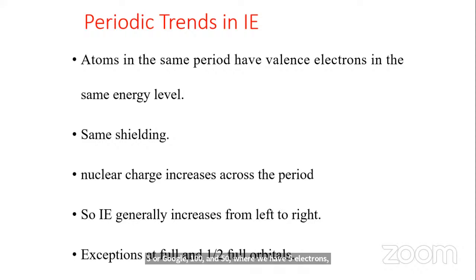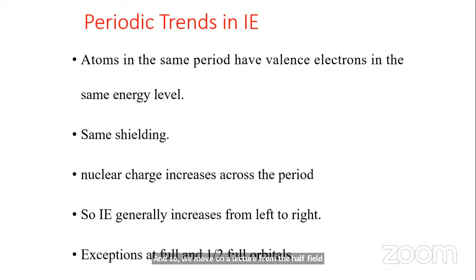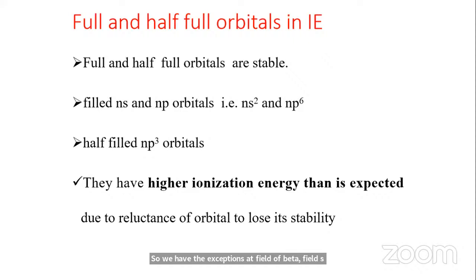The half-filled p orbital also has a stability conferred upon it because each p orbital, based on Hund's rule, has 1 electron each. And so to remove an electron from the half-filled orbital is difficult. The atom is reluctant to lose an electron from the half-filled orbital. So we have the exceptions at the filled s orbital and half-filled p orbital, and this makes them have a higher ionization energy than expected.